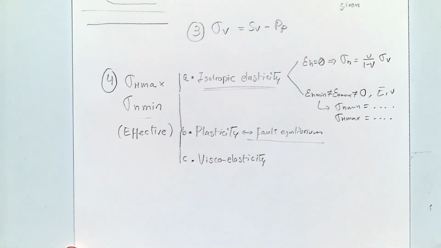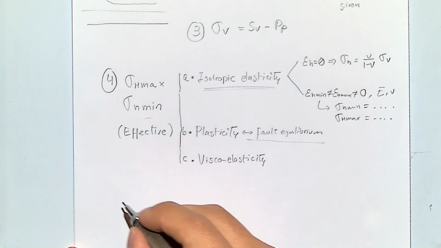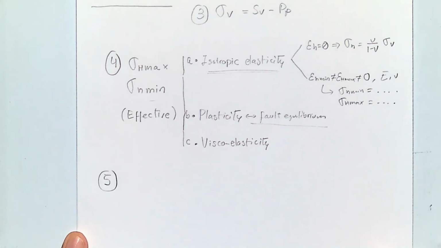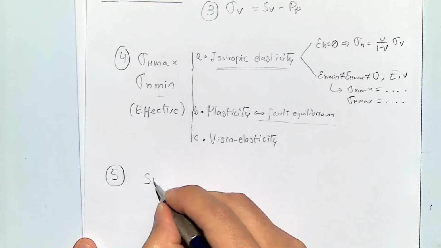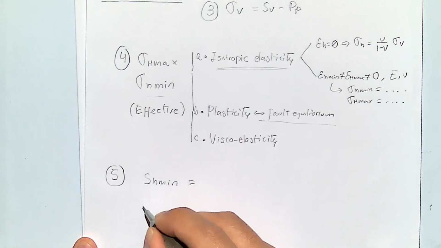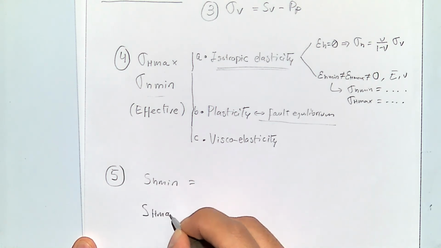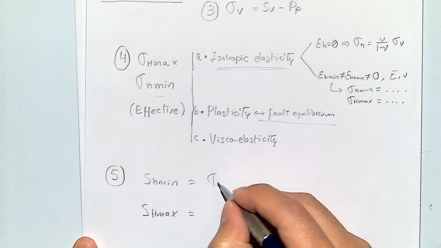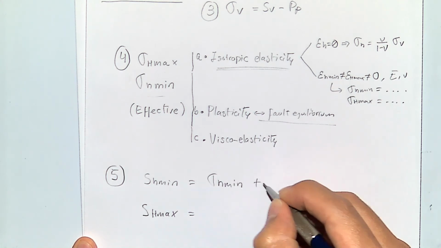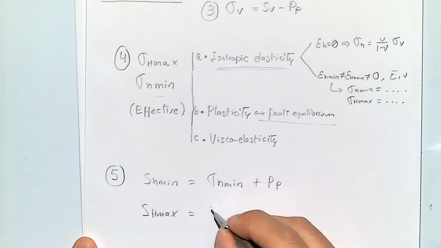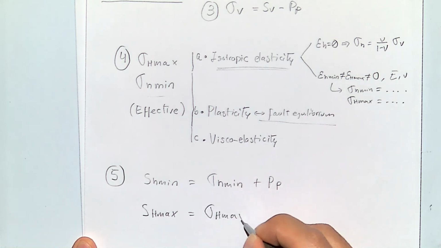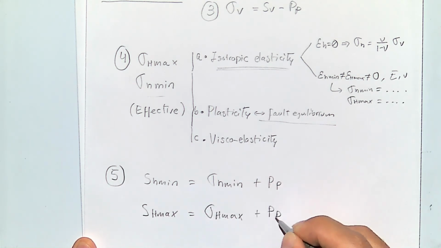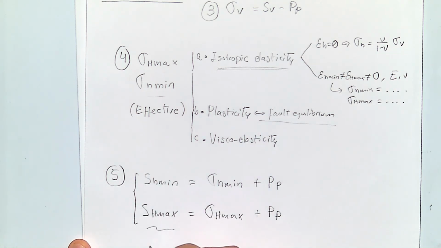now we can go to the last step, number 5, which is calculate the total horizontal stress. And this is just going to be to add the effective to the pore pressure that we already knew. And that's the end of the story. Total, effective.